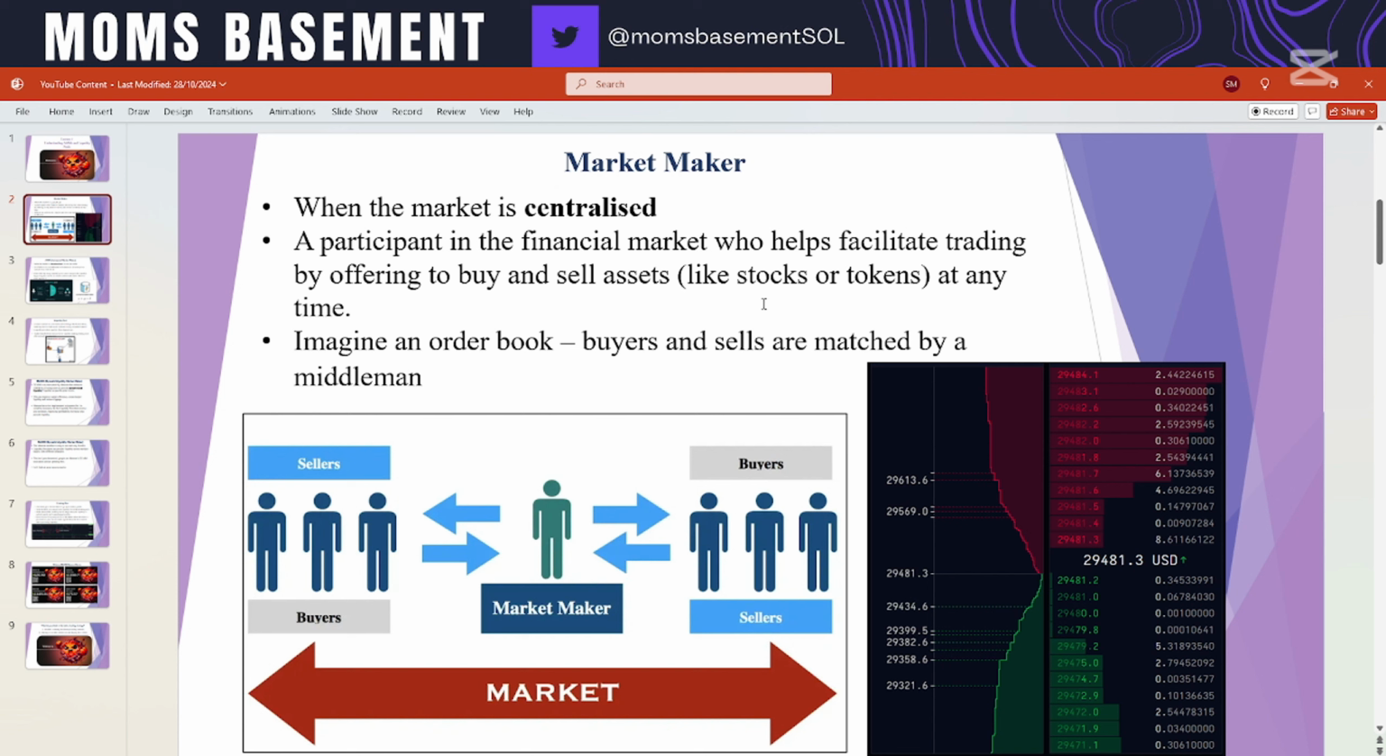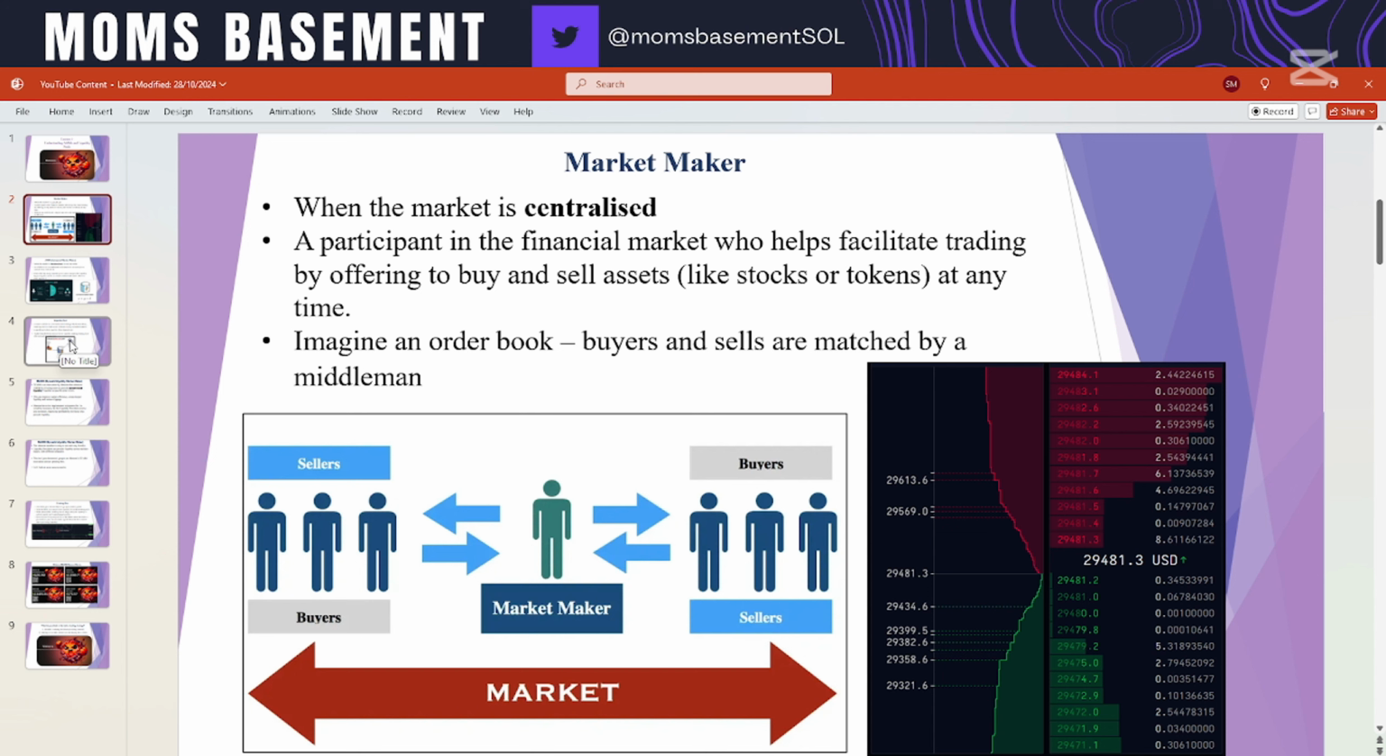So for context, in traditional finance, you have something called market makers. Market makers are just participants that help facilitate trading. So imagine you want to buy some Apple stock. You need to find a seller, but a market maker will do that job for you. So you will buy some Apple stock from Goldman Sachs. They will help facilitate the trade and they will take a transaction fee.